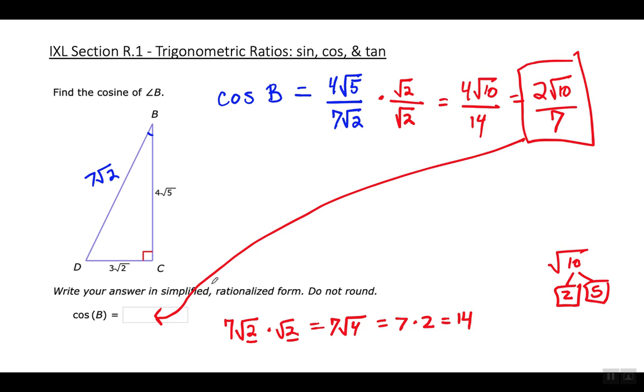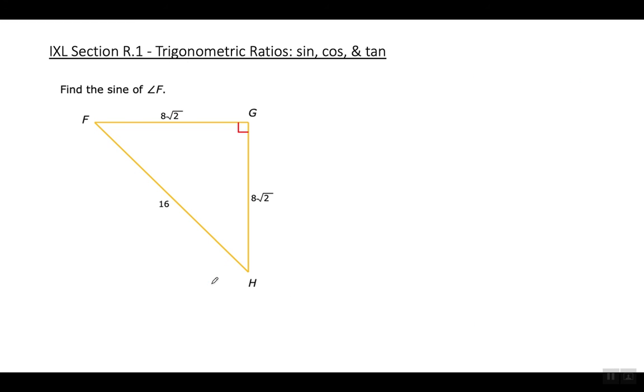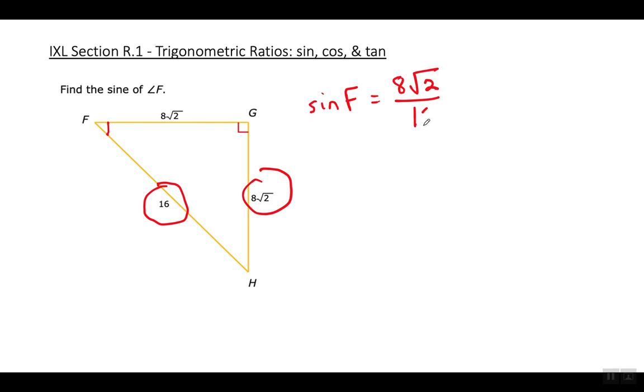All right, let's see if I got more examples here. Yes, I do. All right, so here we got to find the sine of angle F. So this one, I don't need to use the Pythagorean theorem. I got all the sides. So the sine of angle F would be the opposite side over the hypotenuse. This one's going to end up being easy, but whatever. Let's look at it. Sine of F is going to equal 8 square root of 2 over 16. Basically, the 8 into 16, you simplify it, and you get this. 8 over 16 is 1/2.